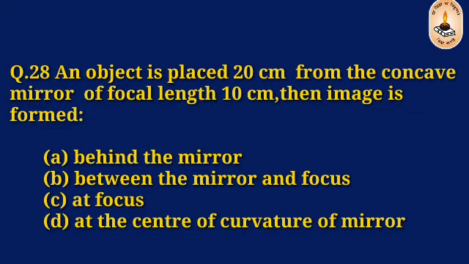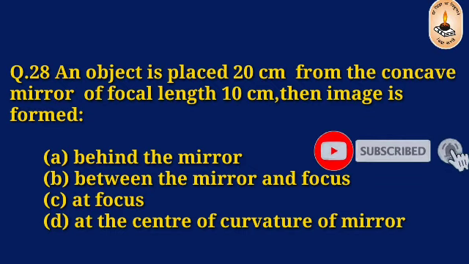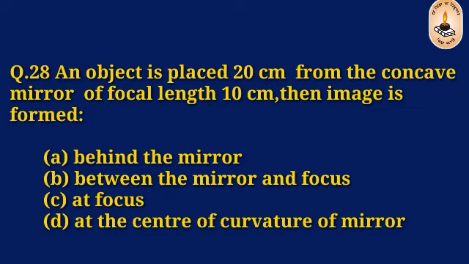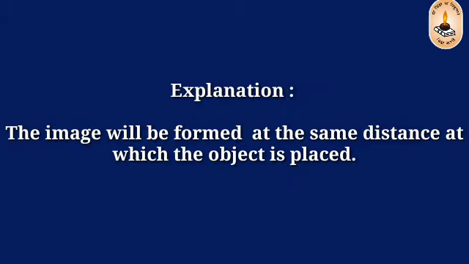Question number 28. An object is placed 20 cm from the concave mirror of a focal length 10 cm, then the image is formed behind the mirror, between the mirror and focus, at focus, at the center of curvature of the mirror. The right answer is D, at the center of curvature of mirror. Explanation: the image will be formed at the same distance at which the object is placed.